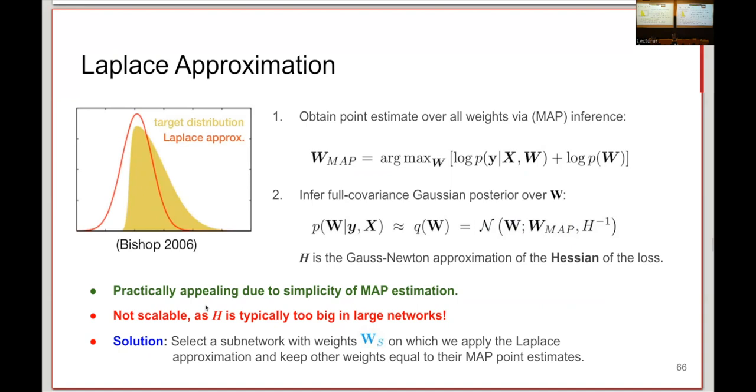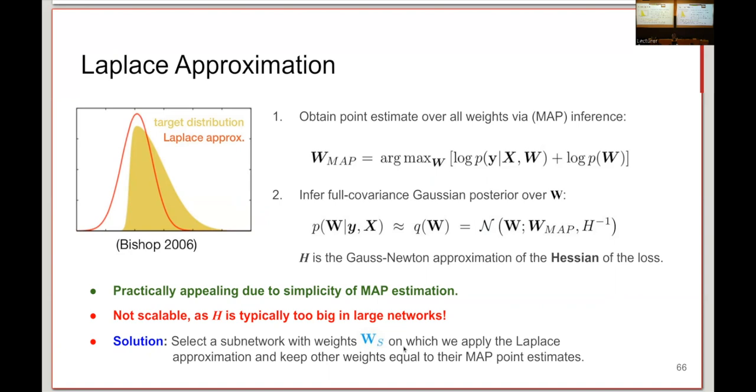It's very easy to implement in practice. You just do point estimates of your network. And then once you have the point estimates, you get some approximation to the Hessian and you obtain uncertainties. It's not scalable as we have seen, but if you work on a subnetwork that is of the right size, then you will be able to scale up this method. So that's what we are going to do.